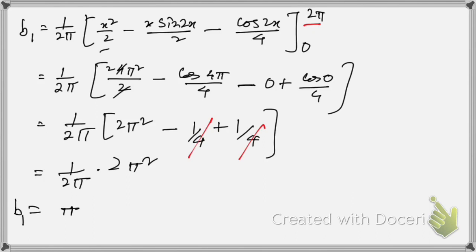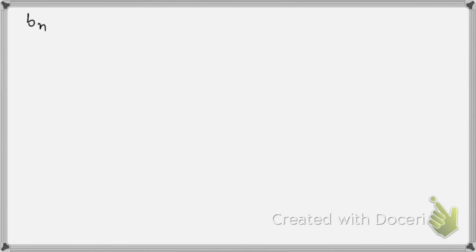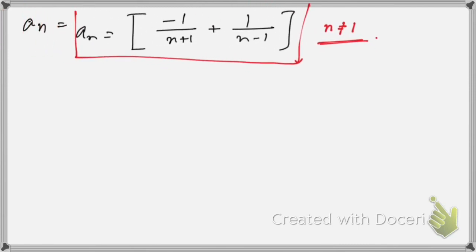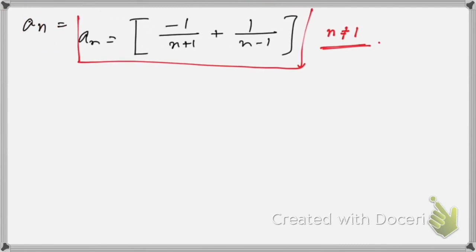So let me write all the values that we have got till now. We have got an. What was the value of an? So an is nothing but equal to this, right? So this was the value of an that we had got. Here, let me clean these things.